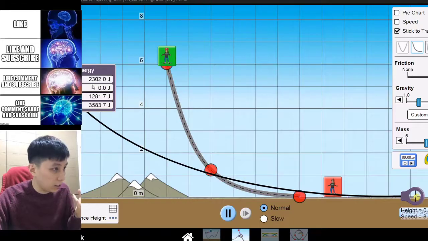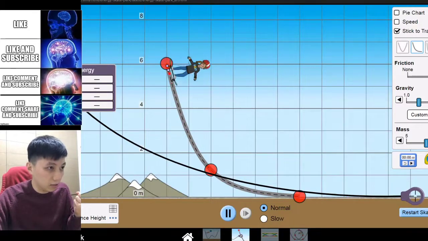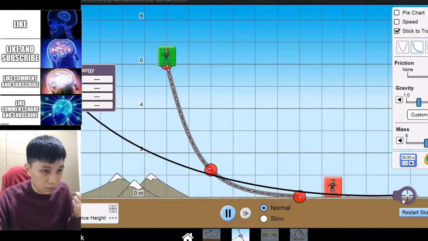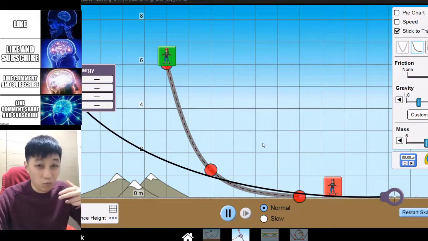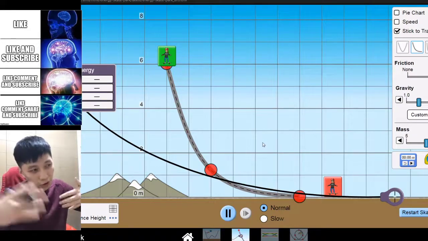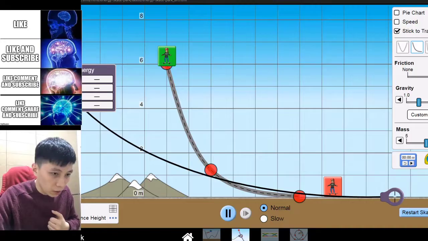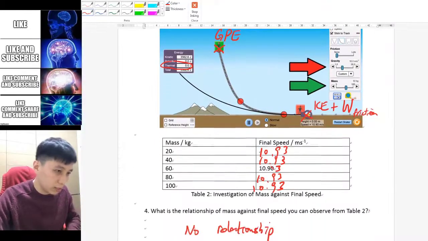So right here, yes, you can see, oops, it's gone. So maybe I'll try again. Okay, with the friction setting, you can see now about 1,200 joules of thermal energy was turned from the potential. So that's the reason behind it.